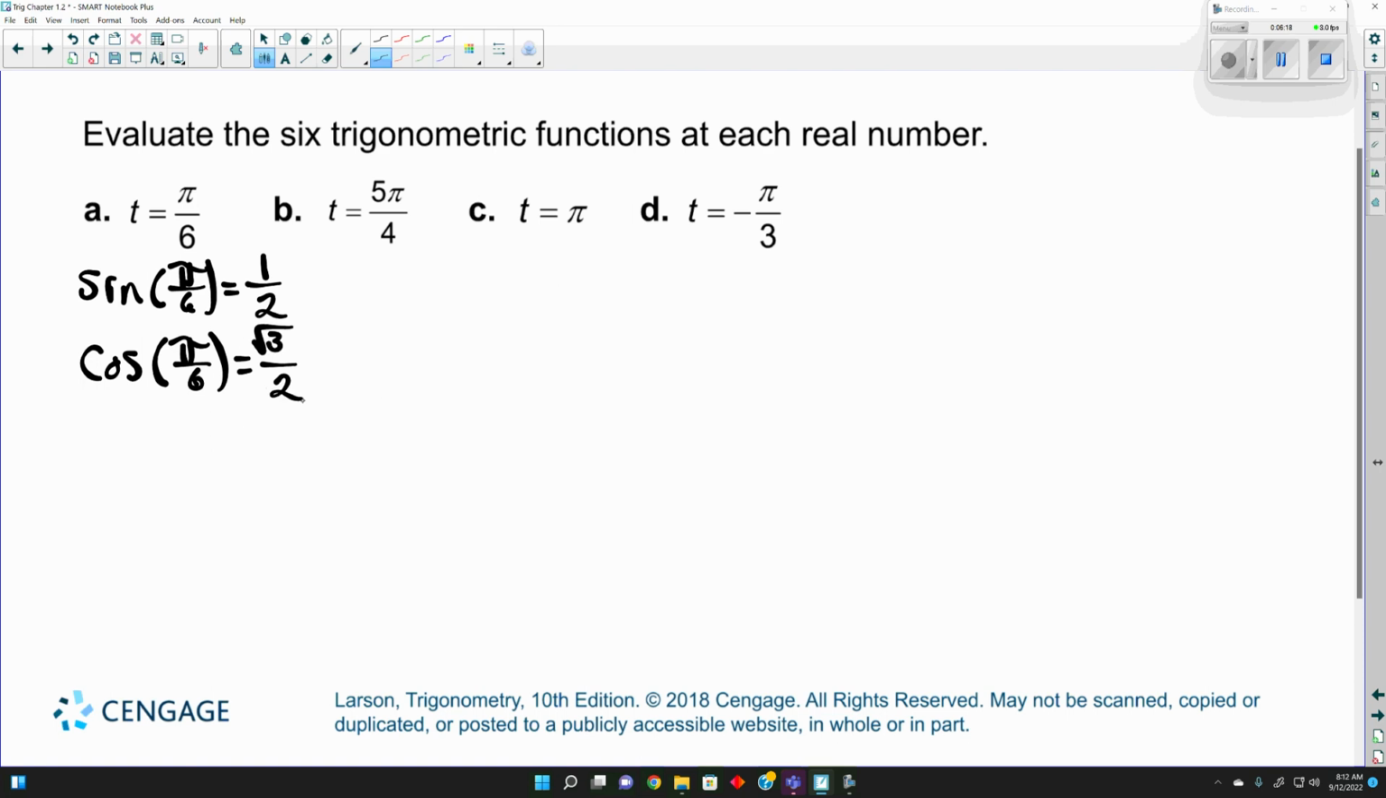Square root 3 over 2, yes? Now we're finding all 6, so the next one we're going to look at is tangent of pi over 6. We can look at the unit circle, do sine over cosine, so 1/2 over square root 3 over 2. Or you can look at the back of the sheet at our table, and it says tangent of pi over 6 is square root 3 over 3.